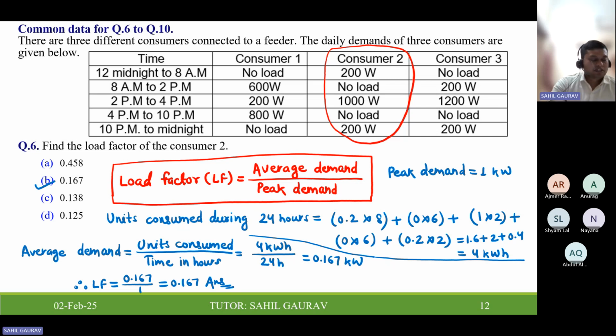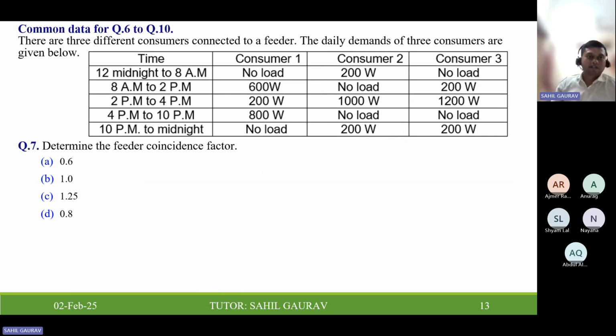So let us come to the next problem. Find the feeder coincidence factor. The coincidence factor is the reciprocal of the diversity factor. I'm first writing the expression so you can use it. They are asking about the coincidence factor. The coincidence factor is the reciprocal of the diversity factor.